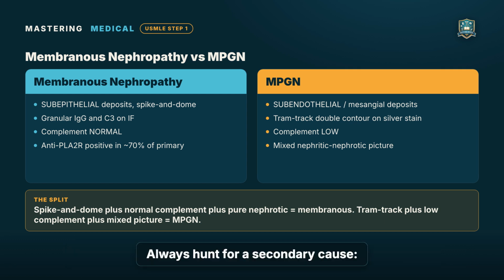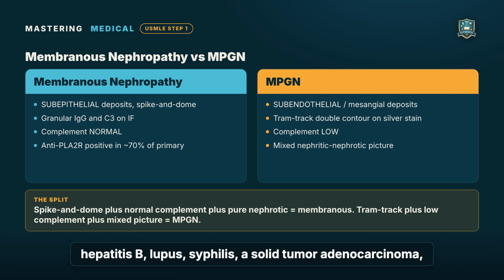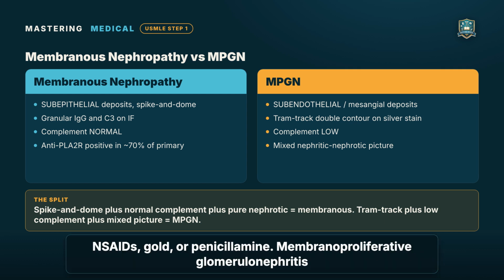Always hunt for a secondary cause. Hepatitis B, lupus, syphilis, a solid tumor adenocarcinoma, NSAIDs, gold, or penicillamine.